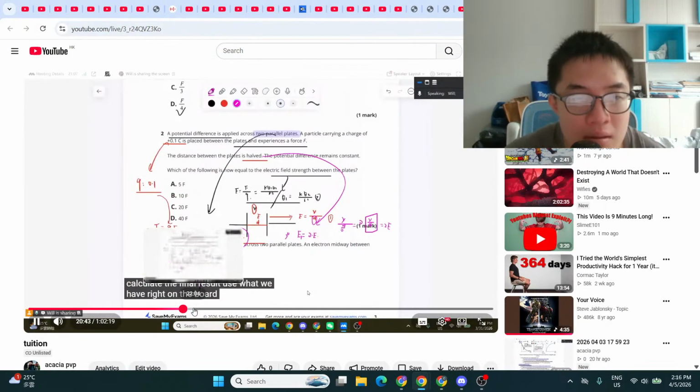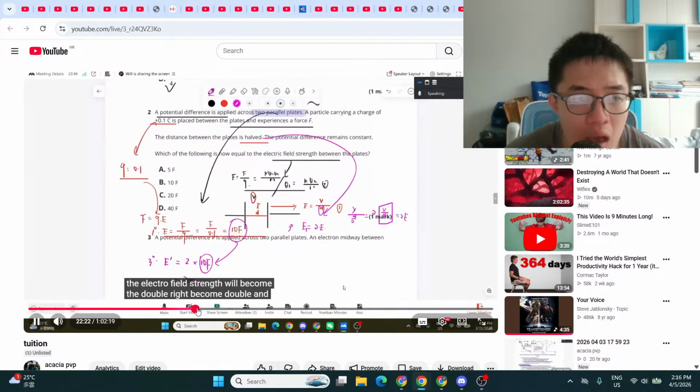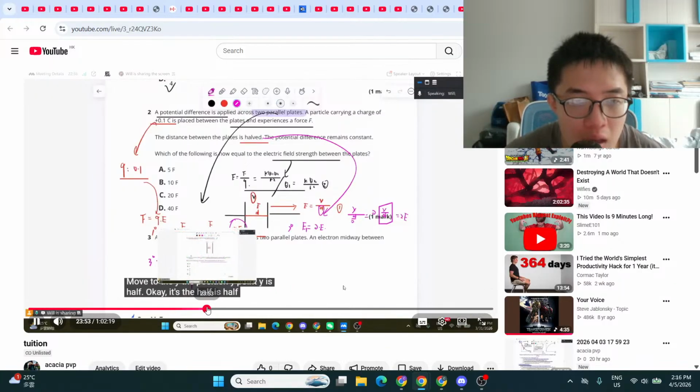What we have right on the board information. Then tell me the first step we need to do. Double. And the original one is 10F. Okay, so now it becomes double, so it will be 2 times the 10F, right? So the between point X, okay?